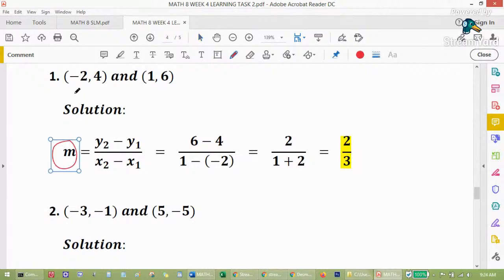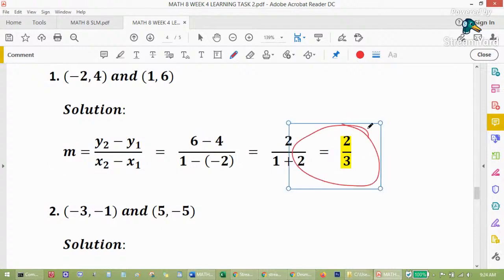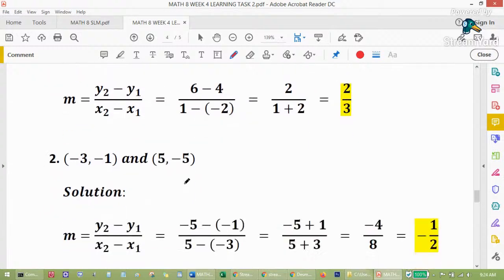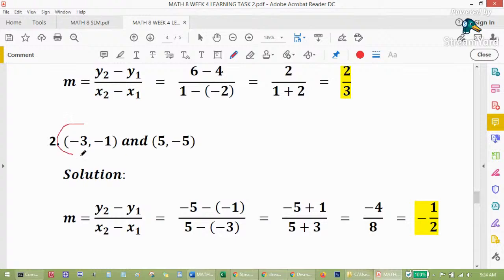Ang slope nitong dalawang points na to is positive 2 over 3. So, positive, lamang yan umakyat papuntang ganon. Pag ganon ang graph niyan. Kasi positive, papunta sa taas. Simula sa kaliwa, papunta sa taas. That's positive. Next number is x negative 3, negative 1, and x is 5, negative 5.